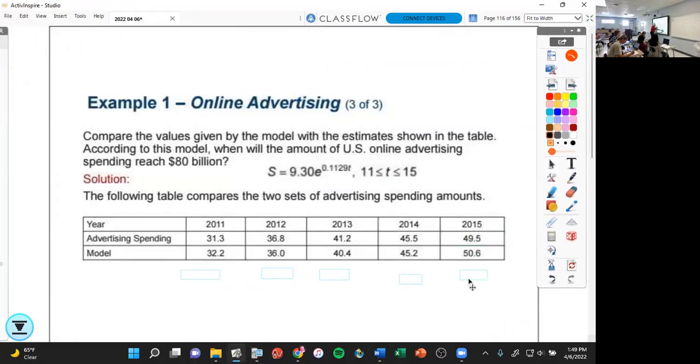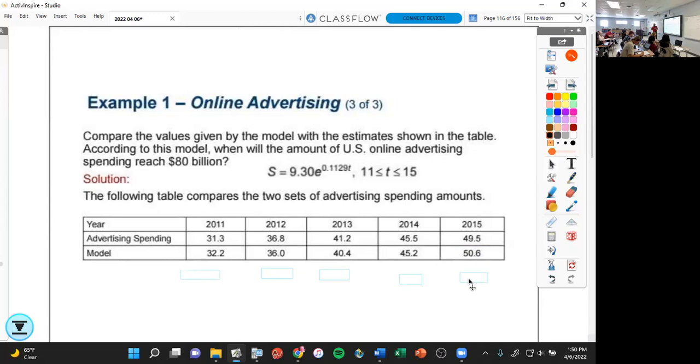Okay. All right. So how does the model compare to the numbers if we actually enter them in the equation? And they should be close, right? Otherwise, it's not a good model. So based on the years from 2011, 2015, this fits the model.